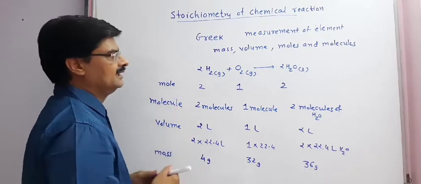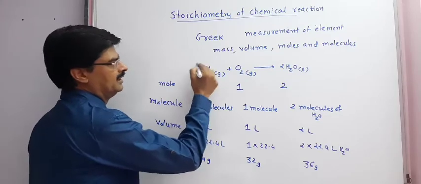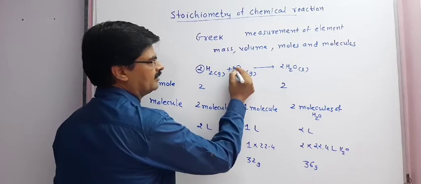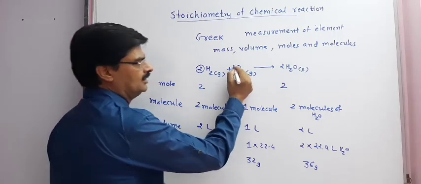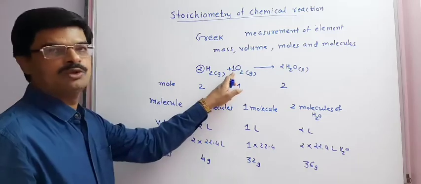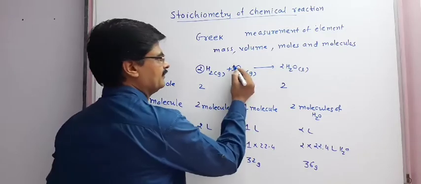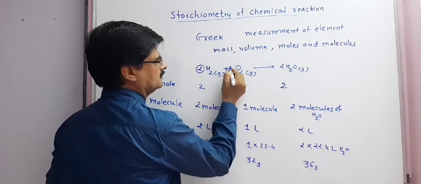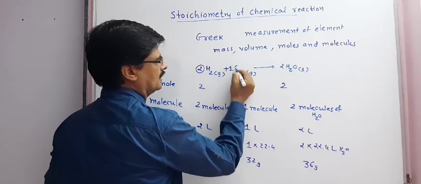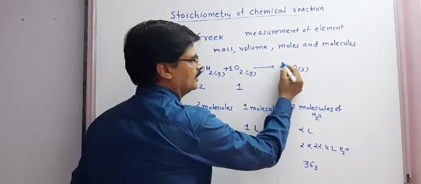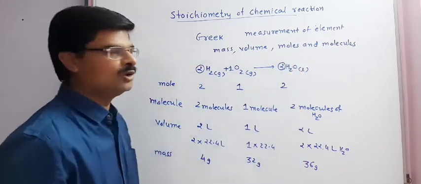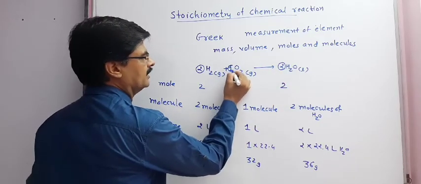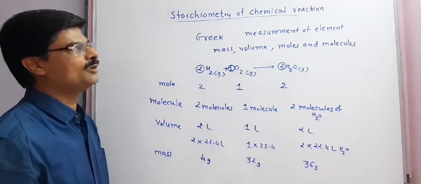Now, this 2 is known as stoichiometric coefficient. Here nothing is written, means we have to take it to be 1. So that 1 is also known as stoichiometric coefficient. And 2 before H2 is also known as stoichiometric coefficient. Now we will study few numericals to understand stoichiometry of chemical reaction.